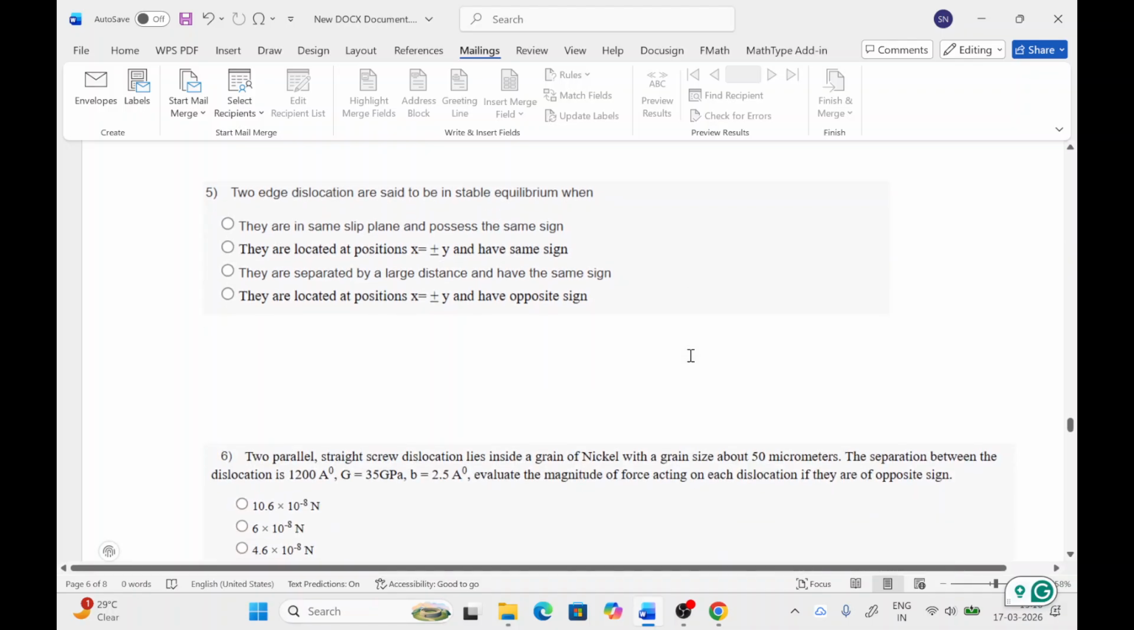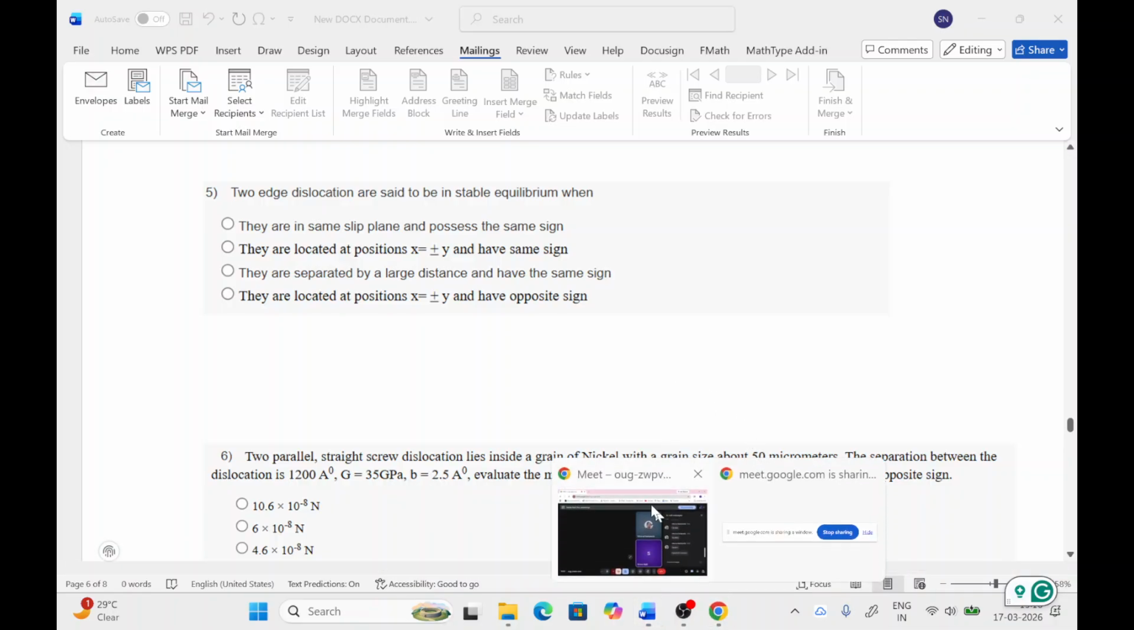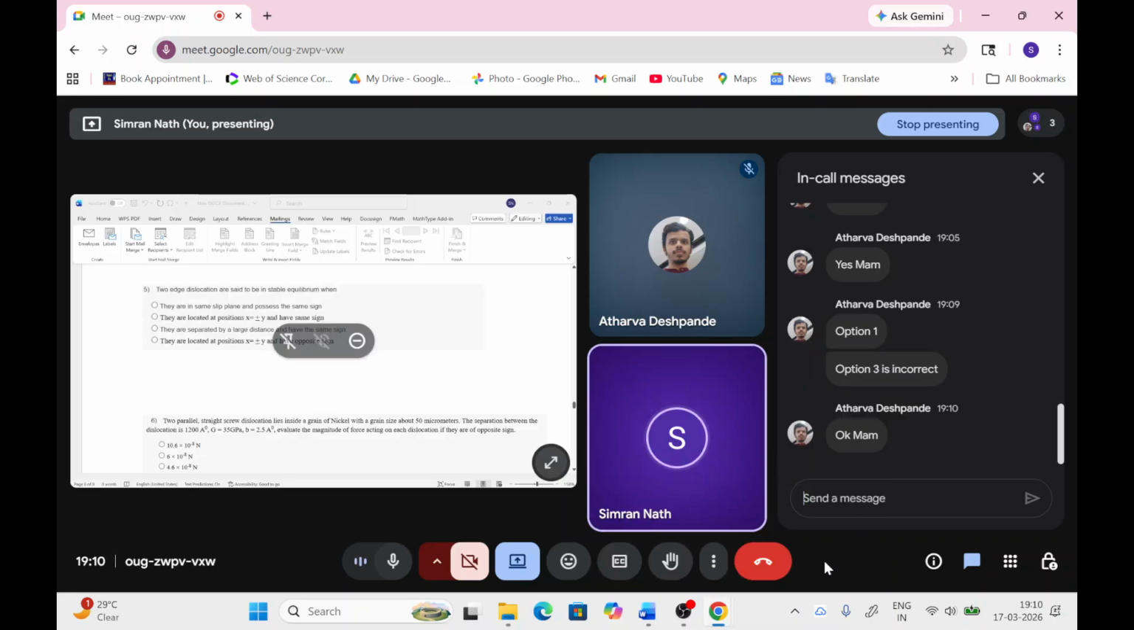The fifth question says two edge dislocations are said to be in stable equilibrium when. Can you tell which option is correct for the fifth question?